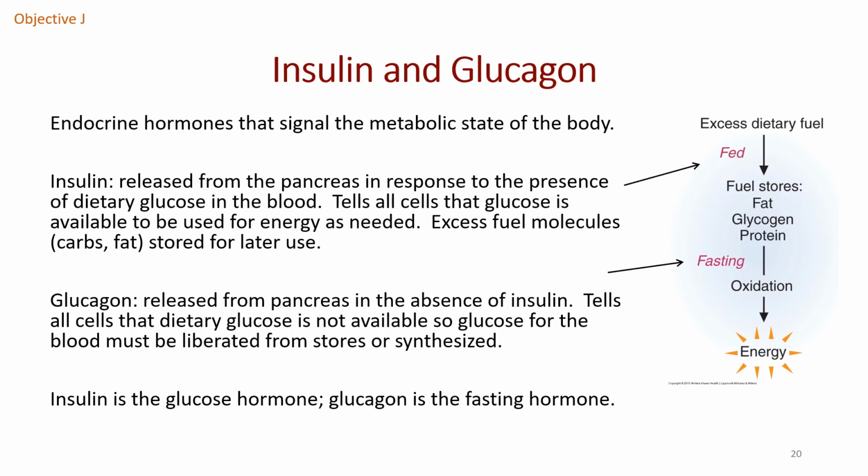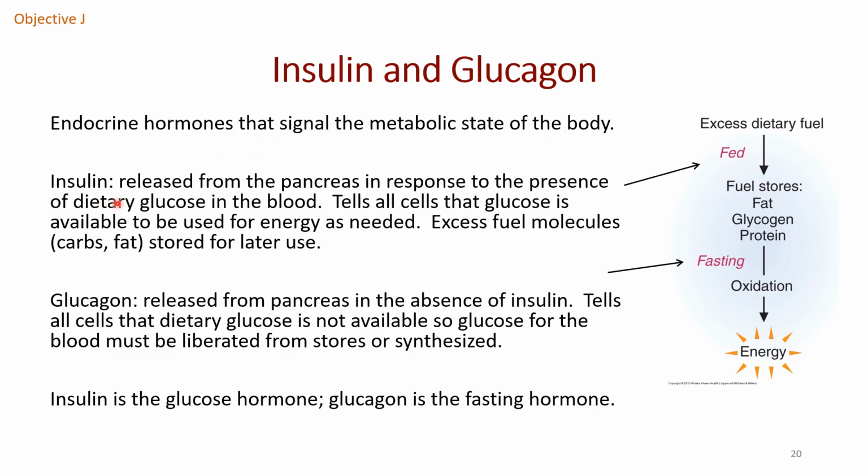And then one of the last big things we're going to talk about is the metabolic environment that helps these organs and these tissues make these decisions. And it's based on two fundamental metabolic hormones that we have. These are insulin and glucagon. And these two hormones are going to signal the metabolic state of the body.